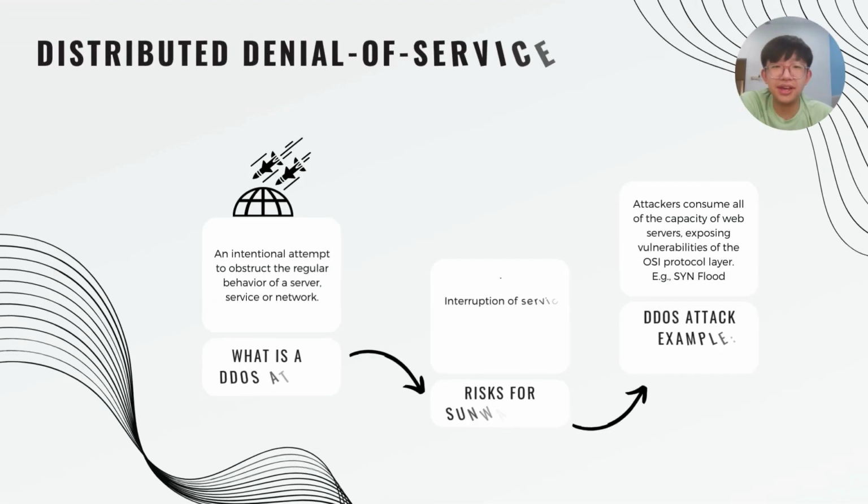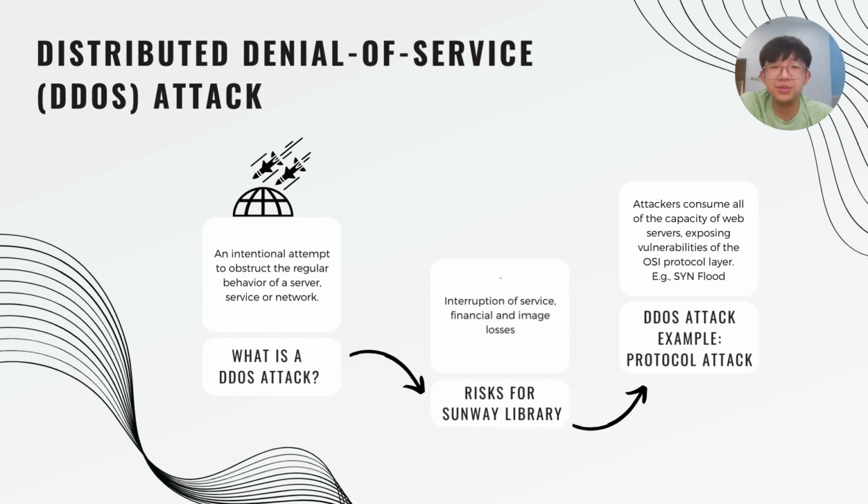So, a DDoS attack is an intentional attempt to obstruct the regular behavior of a server, service, or network by flooding the target with an excessive amount of traffic or sending the target information that will trigger a crash. This leads to the intended users being unable to access the network. This attack can be launched on Sunway Library through its cloud servers.